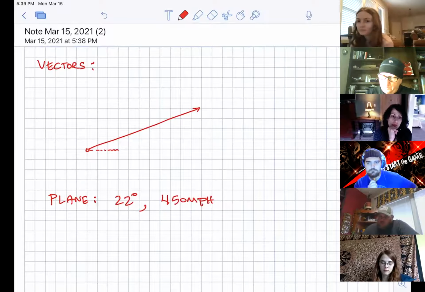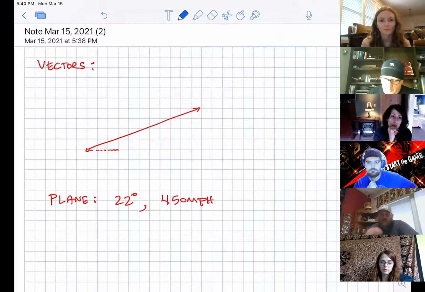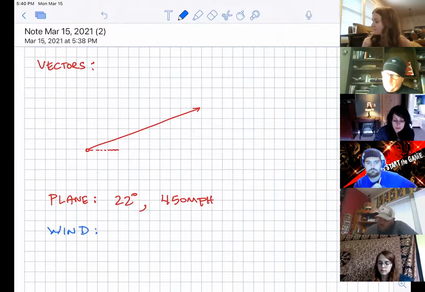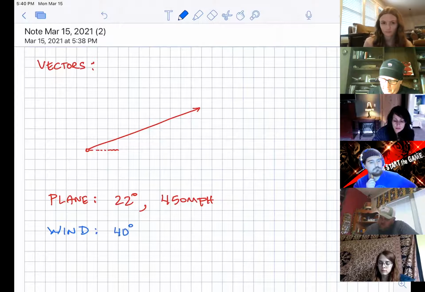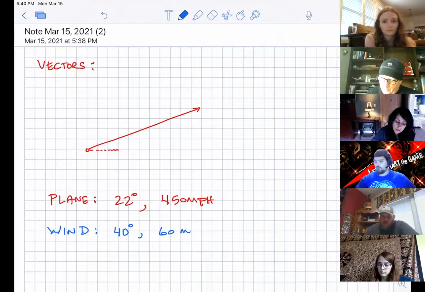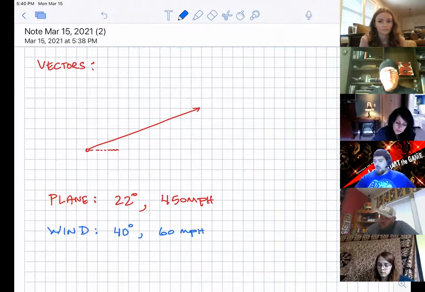We talked last time, and I think we'll just do this problem the easier way. Then we add a wind to this, and let's make it a tailwind. We'll make that, say, 40 degrees. Since I made the plane so fast, let's make it kind of windy so it actually makes a difference. Say 60 miles an hour of wind. That seems kind of high for wind.